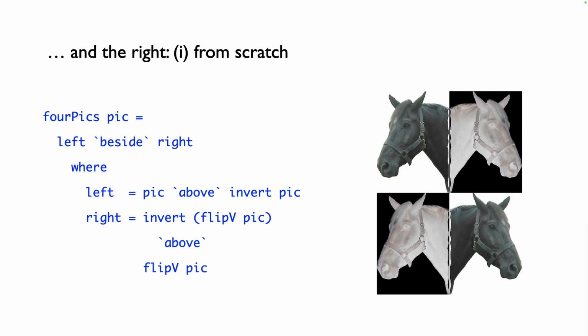The first way of doing it is just to describe the right-hand side as we described the left. So here what we're saying is, how do we get the thing in the top right-hand corner? We take the picture, flip it in a vertical mirror, and then invert its colors. And we put that above a picture where we've flipped the horse in a vertical mirror. So it's invert of flipV of pick above flipV of pick. Okay, so that gives us one approach. We said what the left was, now we say what the right is from scratch. How else might we do it?